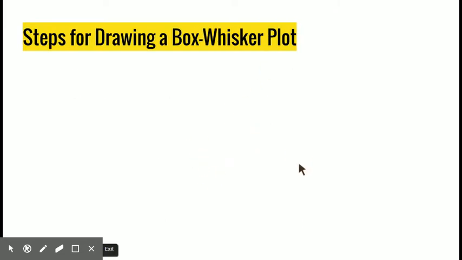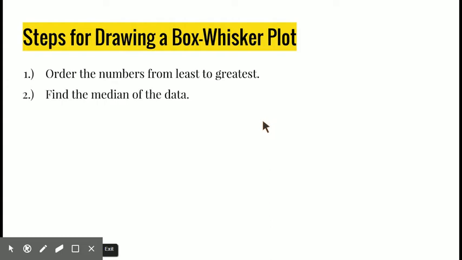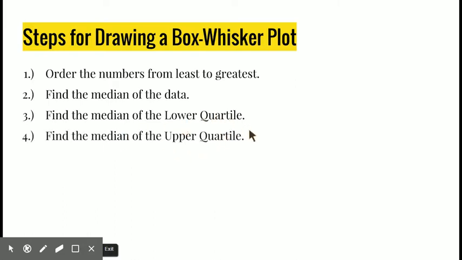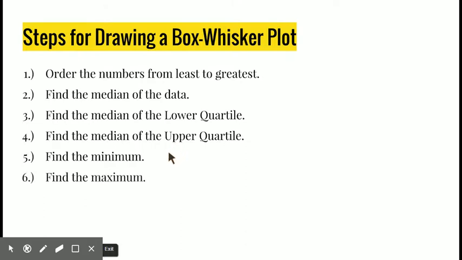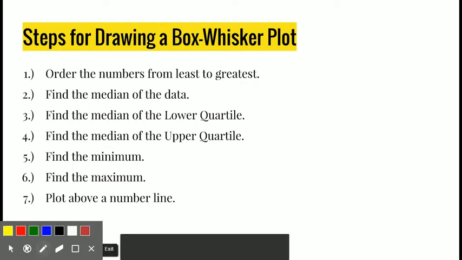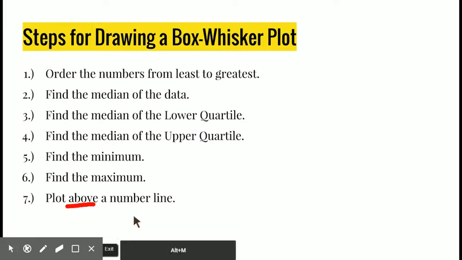Now, we've got a lot of steps to talk about, but they're very easy steps. Very first step, order the numbers from least to greatest. Easy step. Once you do that, find the median. Once you find that, find the median of the lower quartile, or the lower half, and we'll talk about what that means. Then find the median of the upper quartile, or the upper half. You have to find the minimum, so the lowest number. You have to find the maximum, or the highest number. And then you plot this above a number line. And that's pretty important there, that above. Remember, that box and whisker plot was above the number line.